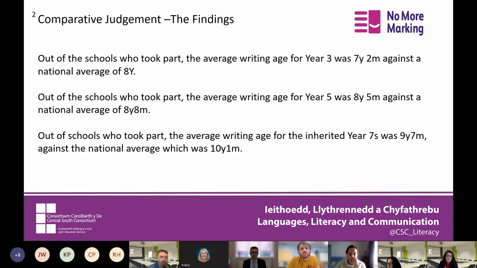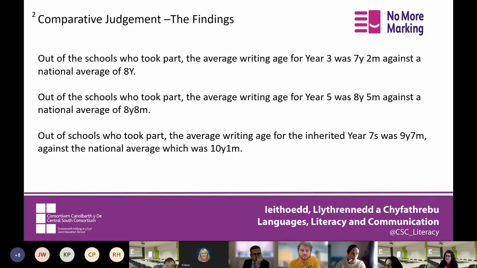Every 10th judgment was a moderation judgment where teachers compared the work of their pupils from that of the pupils of two other schools. So this historic data meant that our schools in our region could receive standardised scores, grades and writing ages. And it reveals some really stark data, which in light of the potential regression due to the pandemic, means that the quality of writing is a really pressing discussion topic.